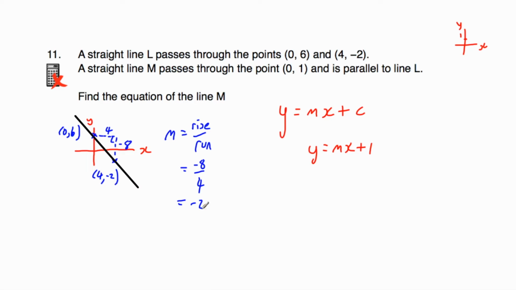Another way to consider that is that because the gradient is minus 2, it means that if we go across 1, it goes down 2, across 1, down 2, across 1, down 2, and across 1, down 2. And if you were at (0, 6), if you go across 1 and down 2, you'd be at (1, 4). Across 1 and down 2, you'd be at (2, 2). Across 1 and down 2, you'd be at (3, 0). And across 1 and down 2, you'd be at (4, -2). So now we know the gradient of the line L. That is the same as the gradient of the line M because they're parallel to each other. So we know the gradient of this line that we're looking for is minus 2. So our equation would be y equals minus 2x plus 1. And that's it. So that's the equation of the line M.